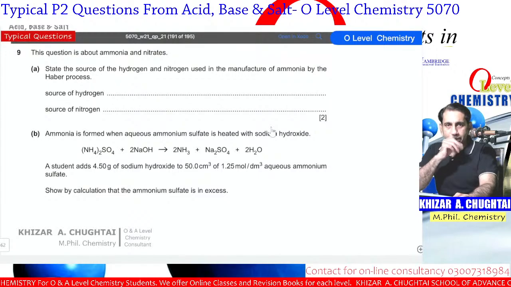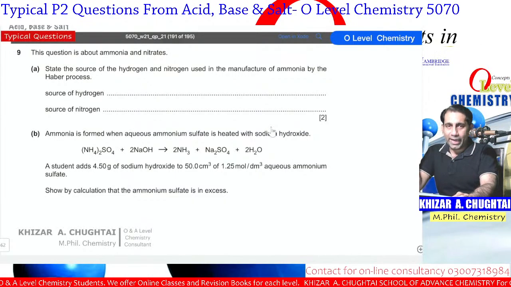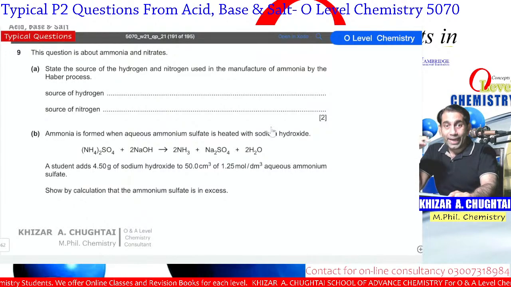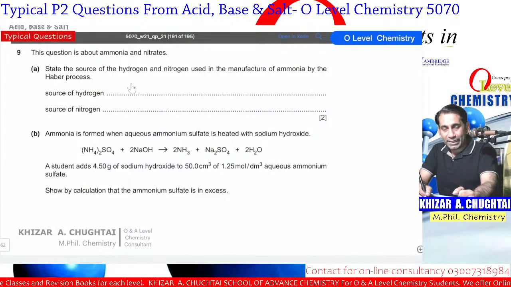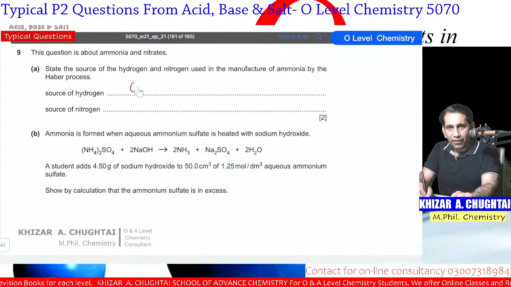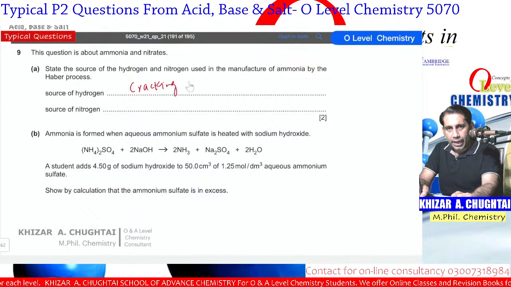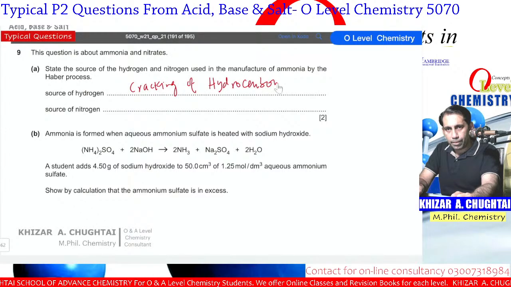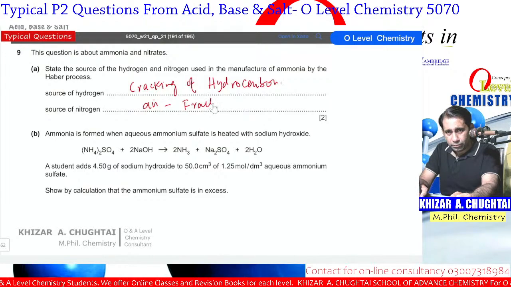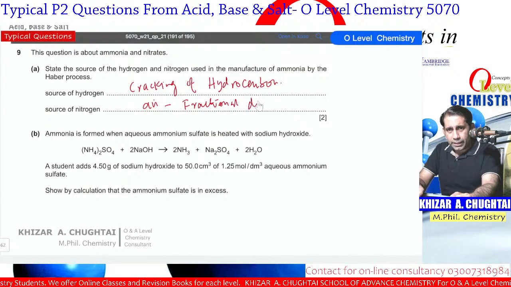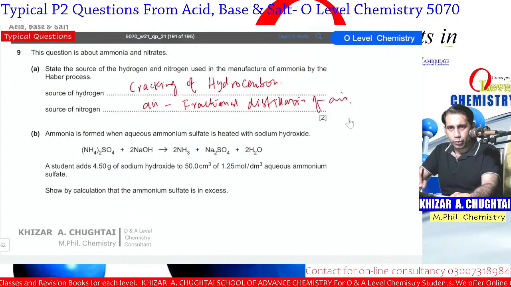The next one is the next question. This question is about ammonia and nitrate. State the source of hydrogen and nitrogen used in the manufacturing of ammonia by the Haber process. As I told you a few minutes ago, the source of hydrogen is the cracking of hydrocarbon. And the nitrogen source is air, fractional distillation of air, and so on.